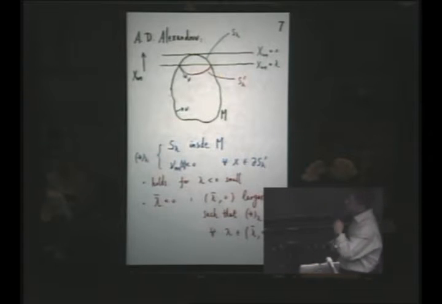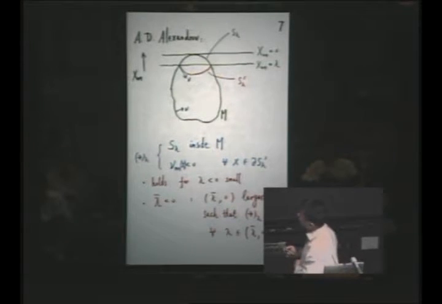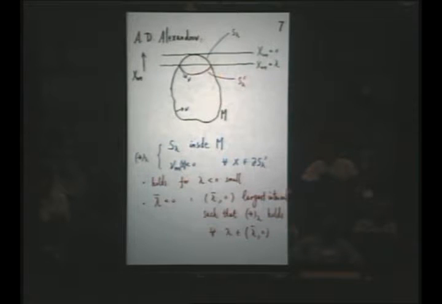For lambda small, when you reflect it, you can prove that S lambda prime should be inside M. Also the normal somehow points down. This actually requires some arguments, but you can prove it, because there could be a lot of wiggling, but still this is true. So for lambda small, we have this property, and we call it star lambda.